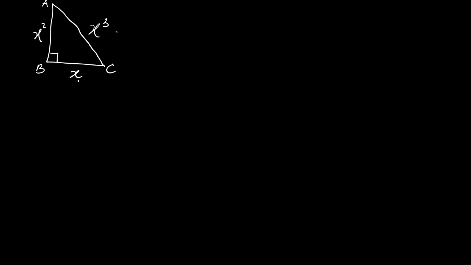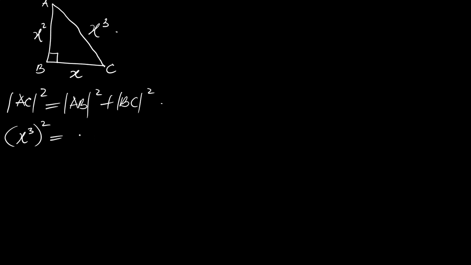Now, according to Pythagoras theorem, you have AC square equal to AB square plus BC square. Now, the AC square is x cubed all square, which is equal to AB is x squared all to the power 2 plus BC is x all to the power 2.